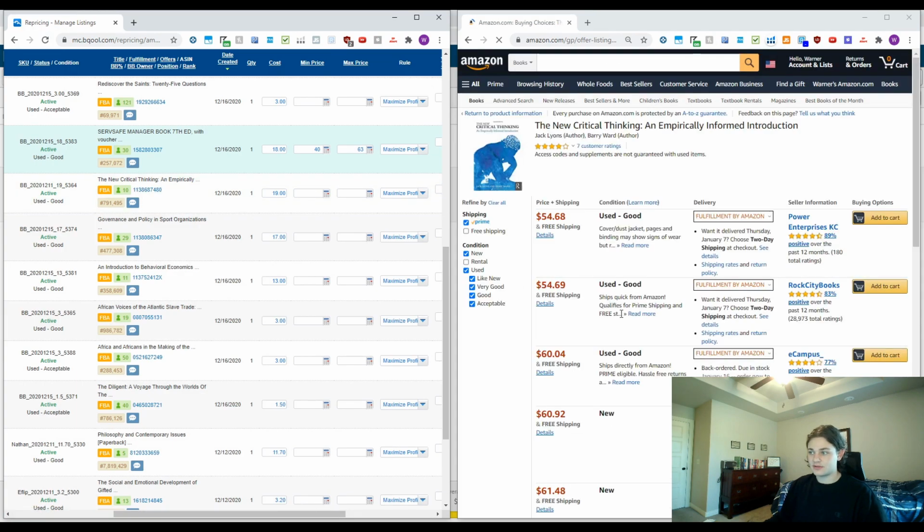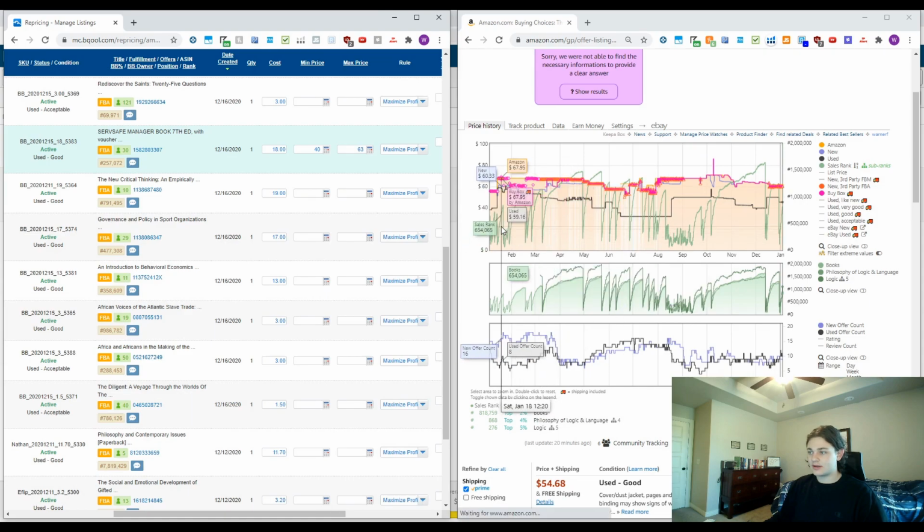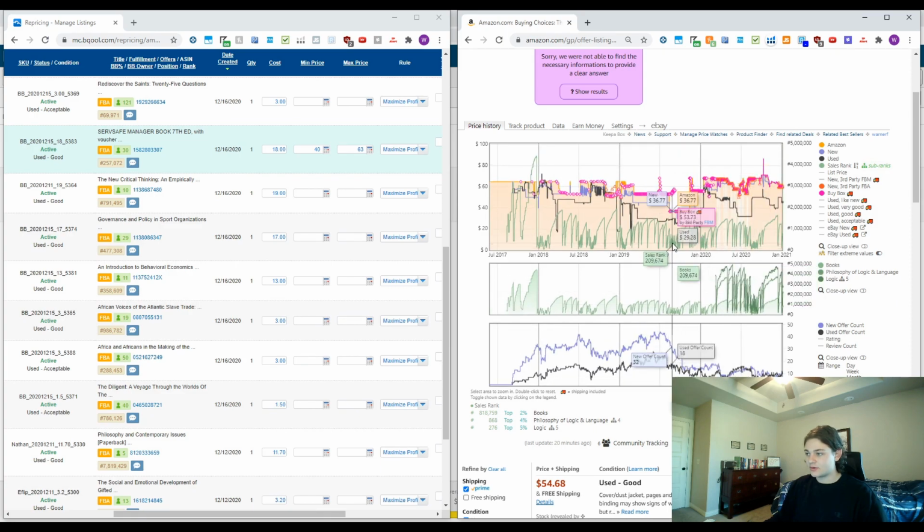So we're going to go ahead and check out this next book here. Let's see what kind of pattern we got. Looks like decent sales last time. Looks like maybe a summer textbook. Let's zoom out and see. So it looks like in August it sold pretty good. January it sold pretty good.